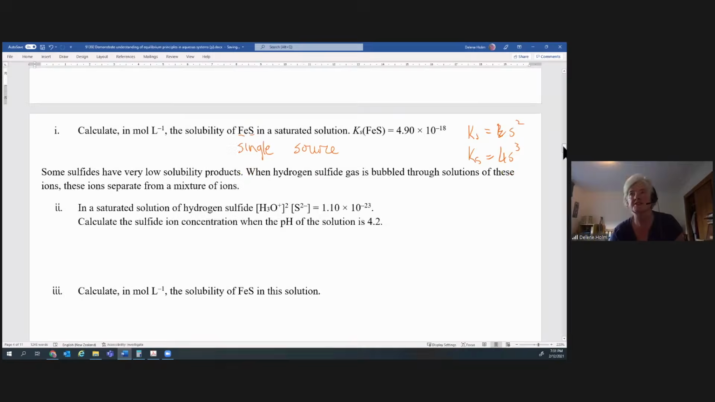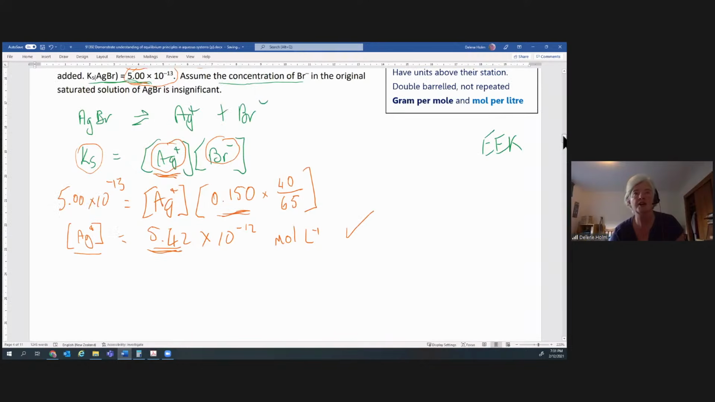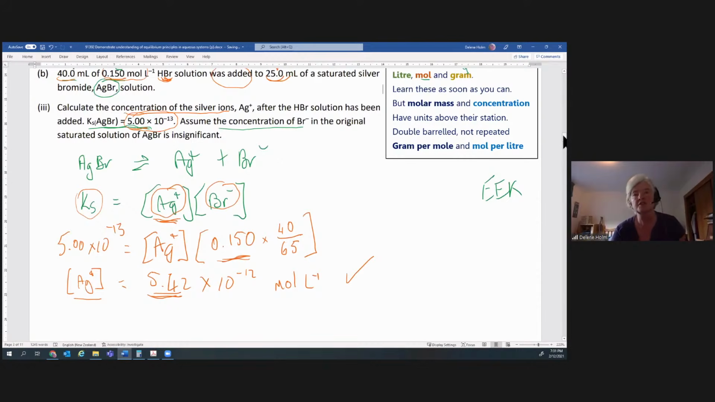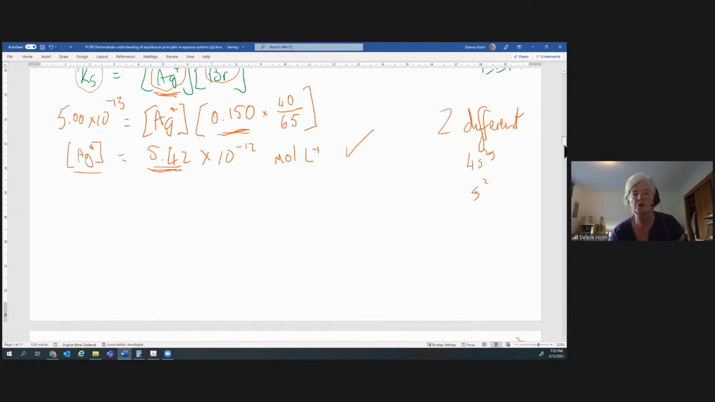Over here, for instance, I couldn't do that. I couldn't use the shortcut because my Ag and my Br came from different sources. So my silver came from this saturated silver bromide solution, whereas my bromide came from my HBr solution. So when you have two different sources, do not use the 4S cubed or the S squared equations, because that's going to be wrong. So always just have a look at the question.